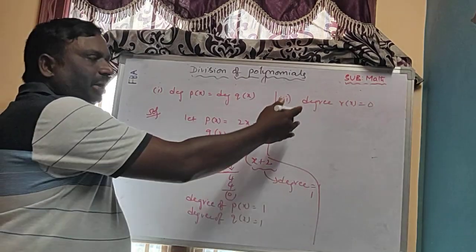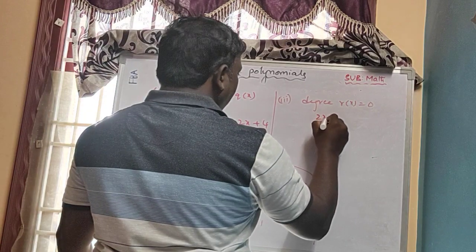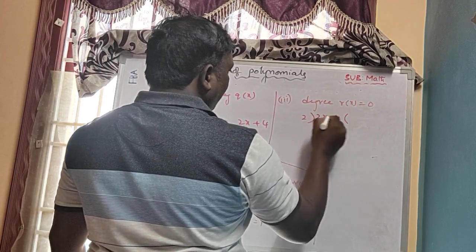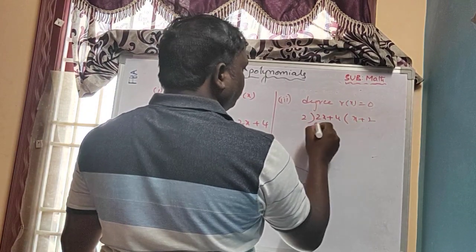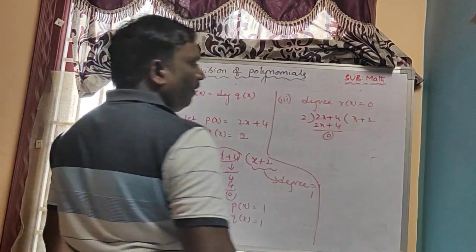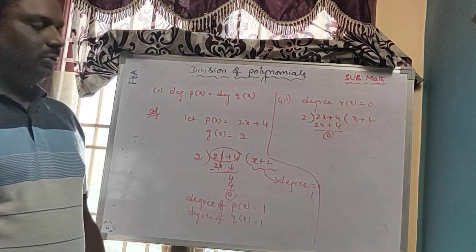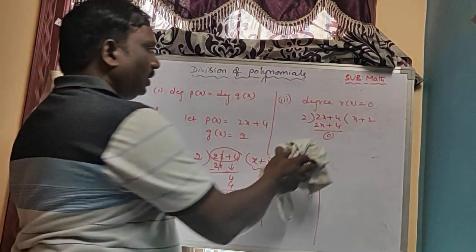Okay, that means the remainder is 0. Remainder is 0. So 2x plus 4 divided by x plus 2, 2x plus 4. So you can take the same example for this also.